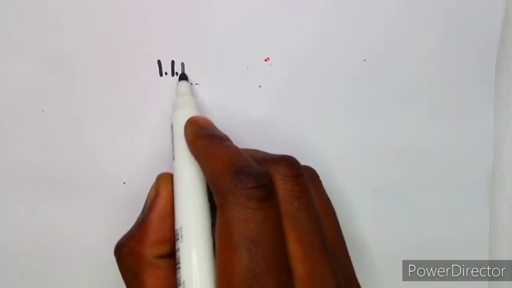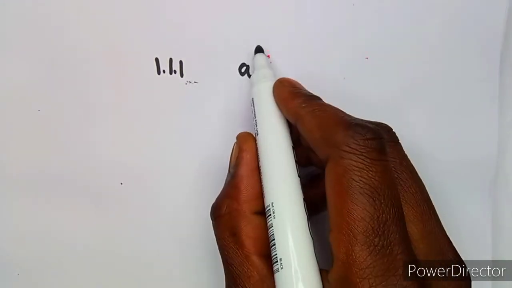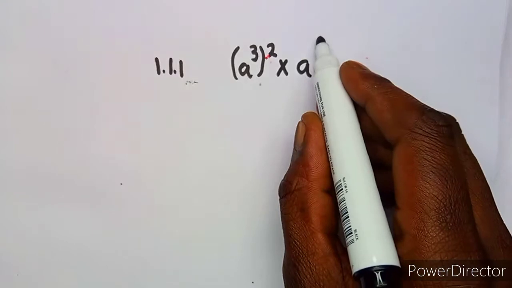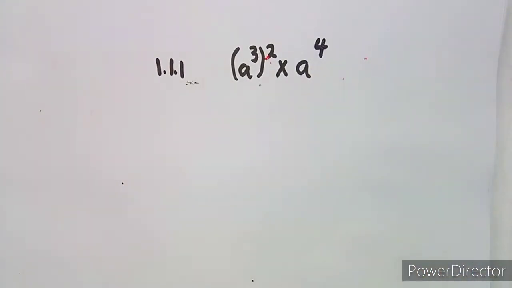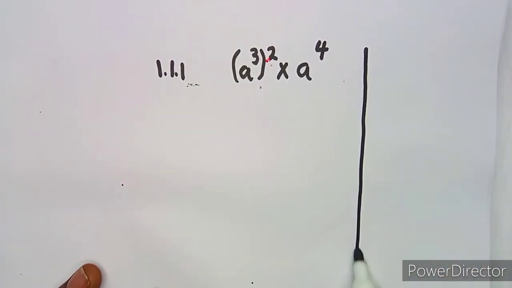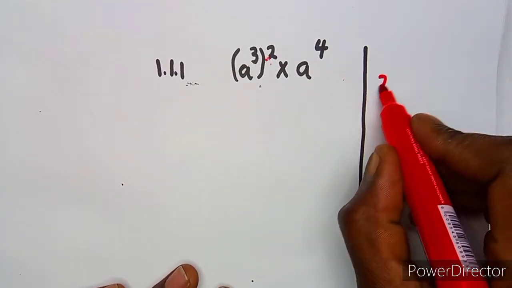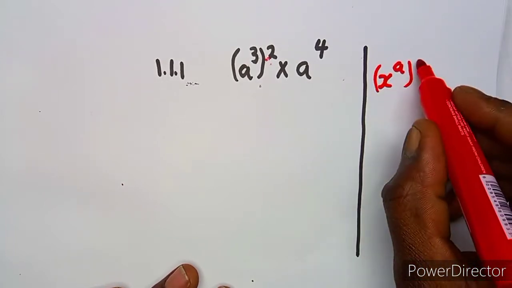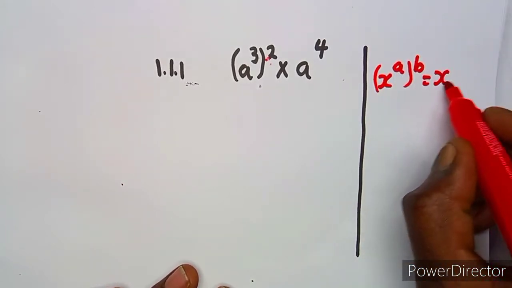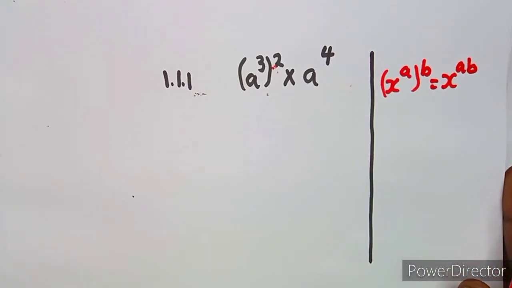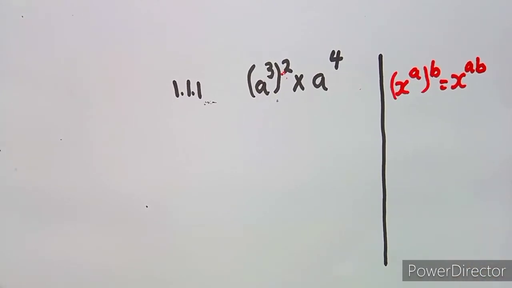The first part, 1.1, is a to the exponent of 3 to the exponent of 2, multiplied by a to the exponent of 4, and you've got 2 marks for that. Okay, so we know that whenever you are given an exponent, from our laws of exponents, if you are given x to the exponent of a to the exponent of b, you are going to multiply the exponents together. That is the law that we know from our laws of exponents.